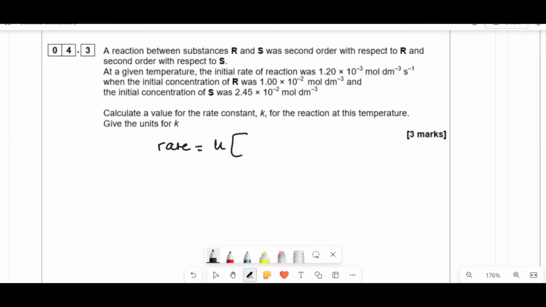Rate equals k times whatever, right? It's told you here that it's second order with respect to R, and second order with respect to S. So that's definitely our equation. They want the rate constant, so rearrange it first, then put the numbers in.